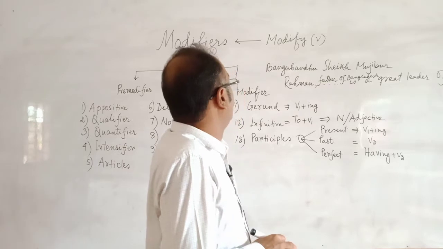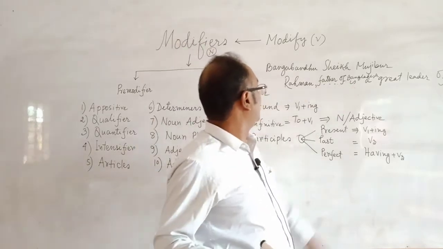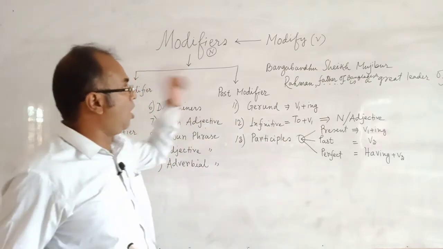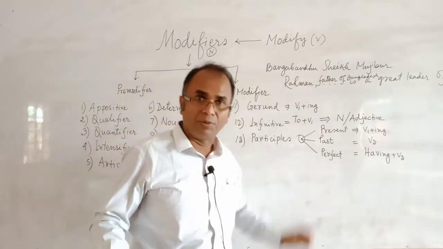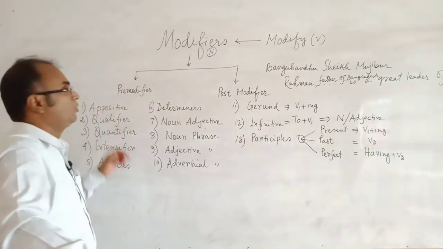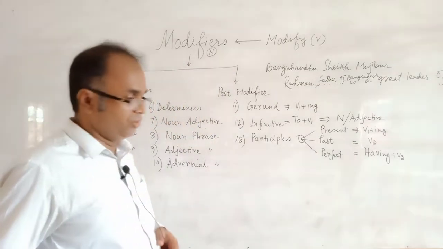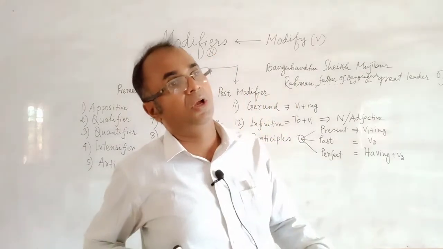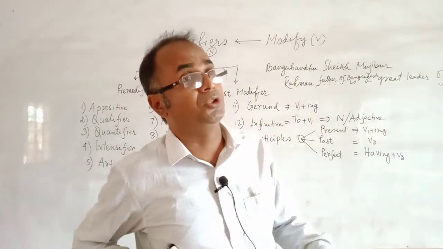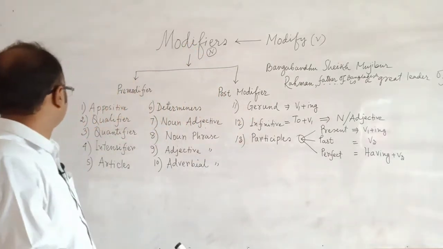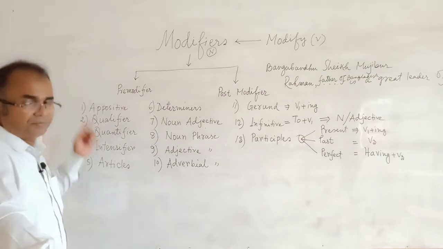So, father of Bangladesh is here an appositive of Bangabandhu Sheikh Mujibur Rahman. Additional introduction of Bangabandhu Sheikh Mujibur Rahman is father of the nation. This is appositive.